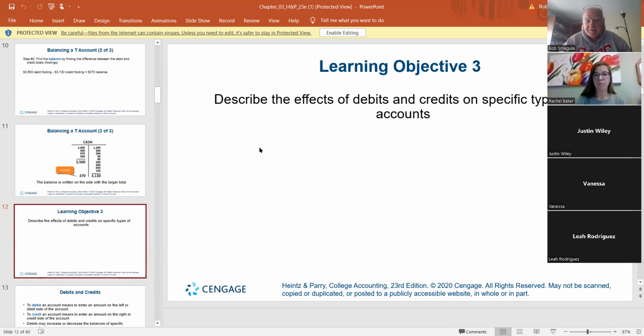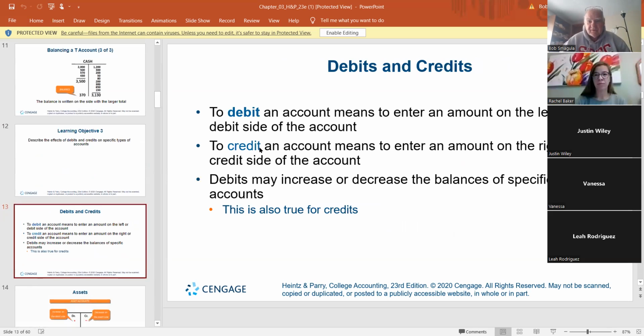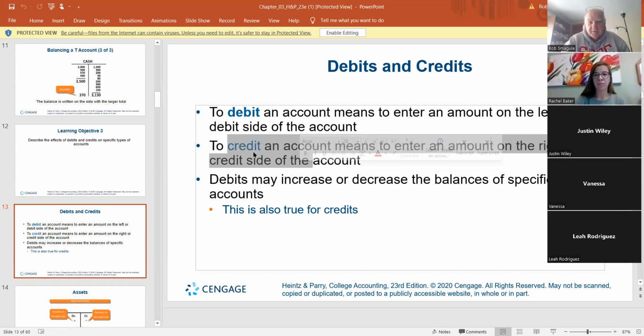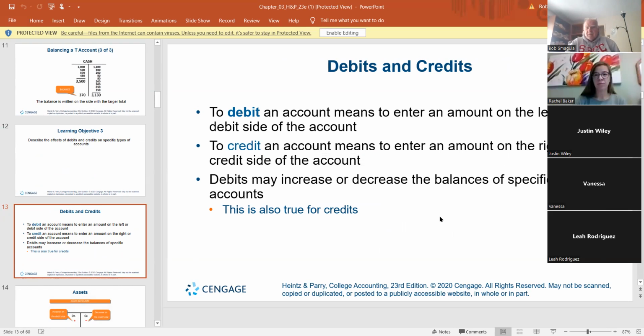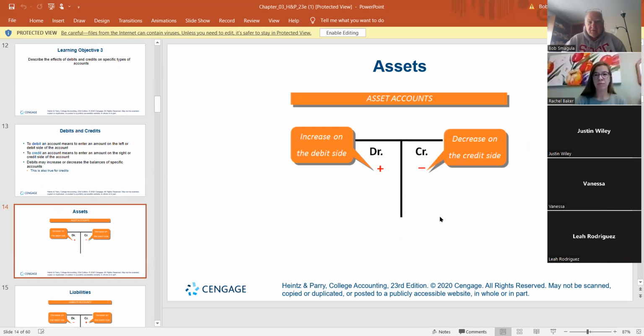Okay, describe the effects of debits and credits on specific types of accounts. To debit an account means to enter an amount on the left. To credit an account means on the right. And as we're starting to learn, debits may increase or decrease the balance of a specific account, as do credits. You're going to learn, for example, that accounts payable and all liabilities are increased with a credit. So let's keep going and see if we can conquer this.